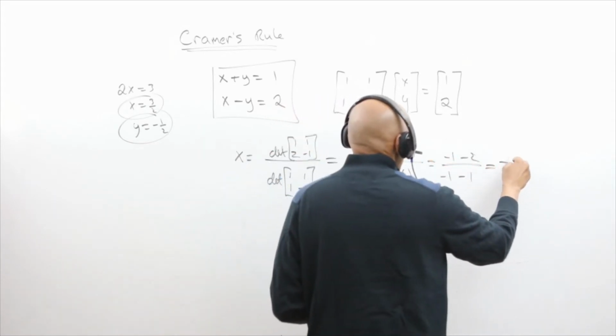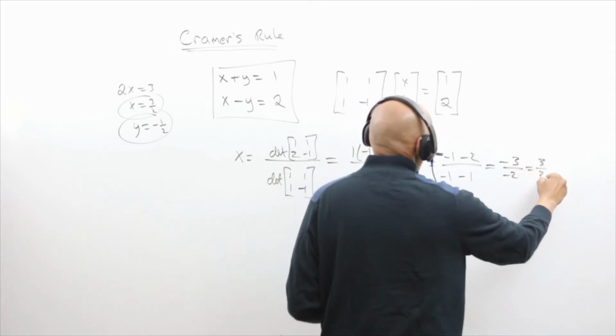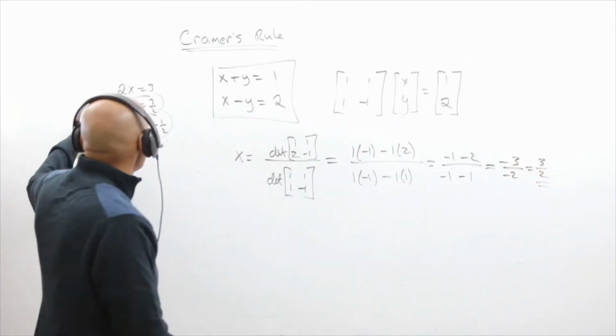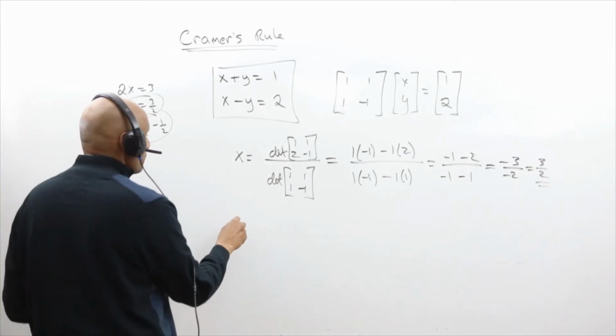So this is minus 3 over minus 2, which is 3/2. Exactly as we expected. We already knew the answer, so it's nice and simple. So let's try it for y.